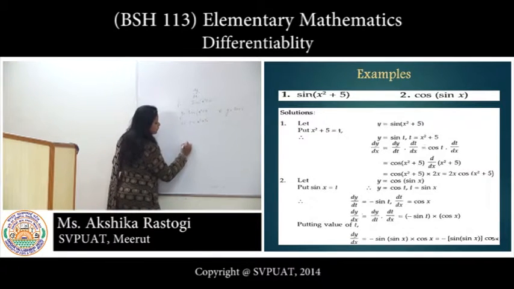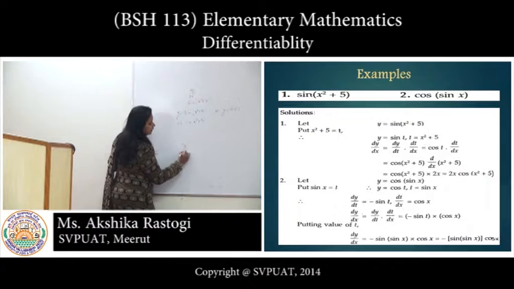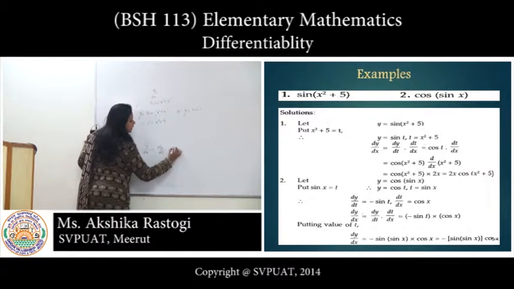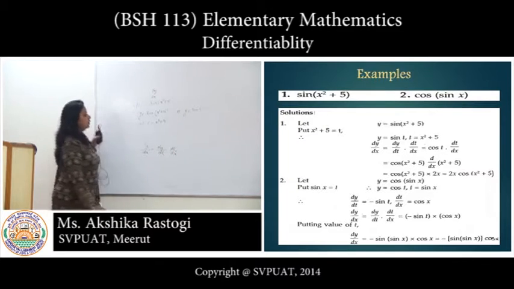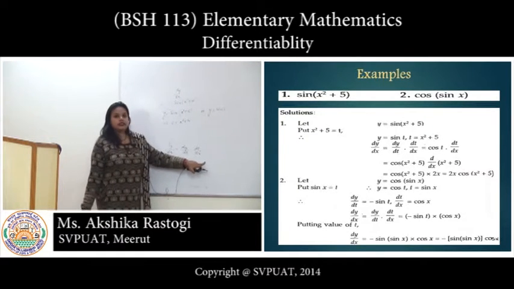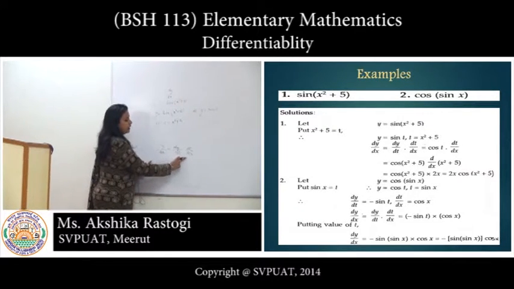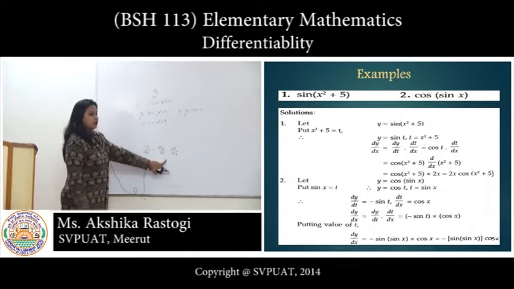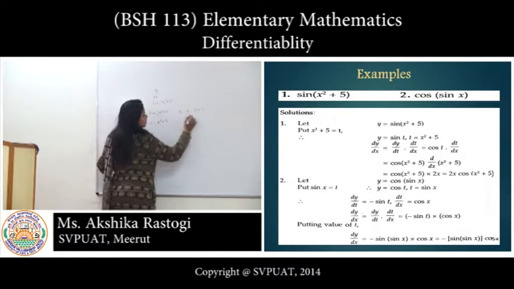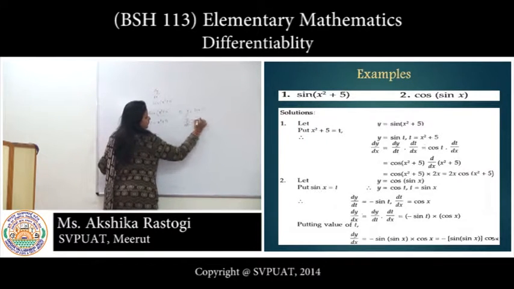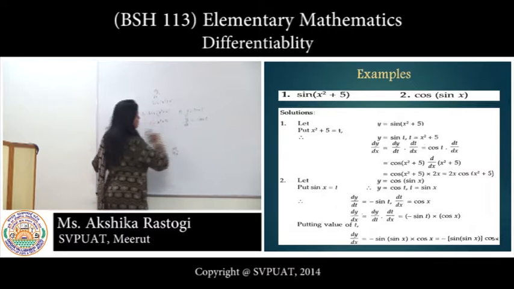Now according to the chain rule, the value of dy over dx will be dy upon dt into dt upon dx. This is the main formula for the chain rule. From where do we get these values? We get them from the substitution. y equals sin t, and the differentiation of sin t is cos t, so we have dy over dt equals cos t.